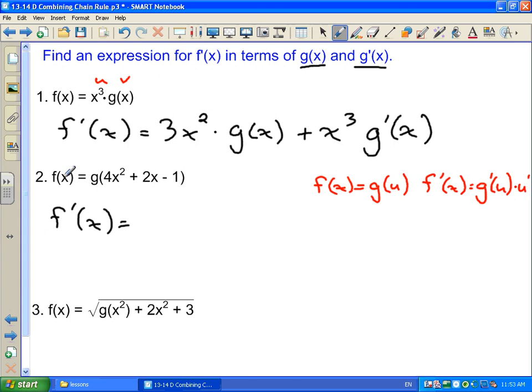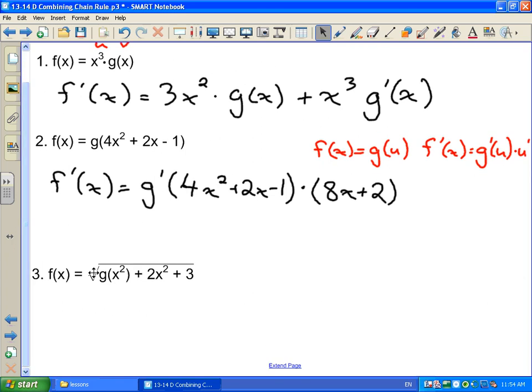Well, what we need first is g primed evaluated at that inner function. We don't know what g primed is going to look like, so all we can really say here is this is going to be g primed at 4x squared plus 2x minus 1. And then we have to multiply this by, well, what do we have to multiply it by? Plus 2, because that's the derivative of the inside function. Okay? So again, we don't know what g primed is, and we can't simplify that at all, but we can just leave it as g primed.